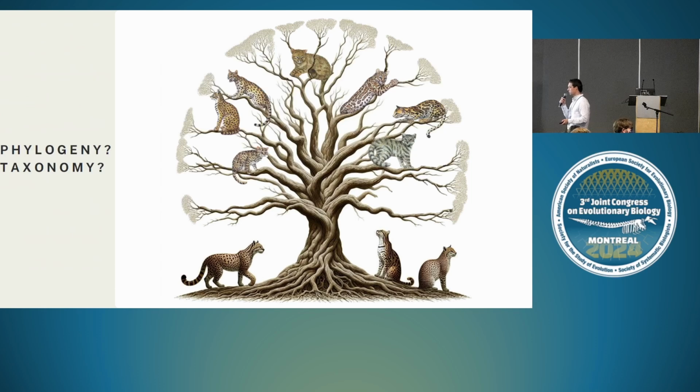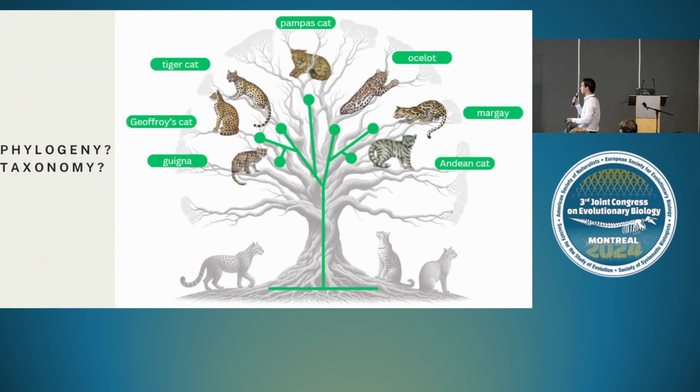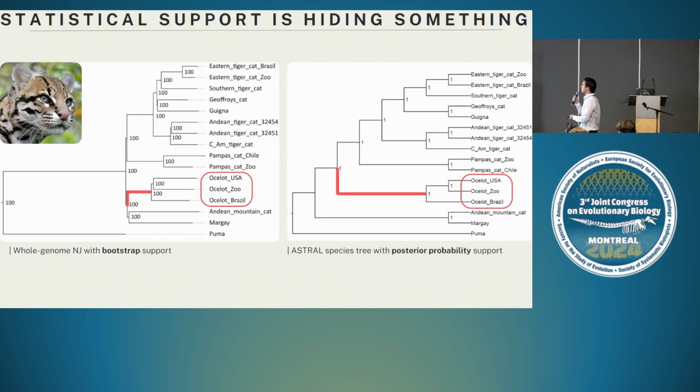So the main question of my PhD is about the phylogeny and the taxonomy of this group, because it has been controversial since forever, and I wanted to do something about that. So what does the phylogeny look like? How many species are there really? And here's the answer, kind of.